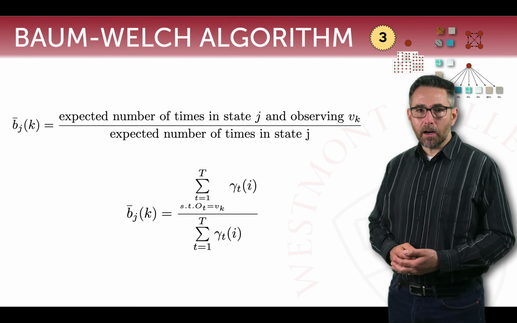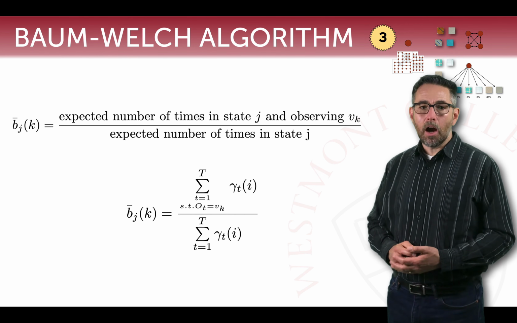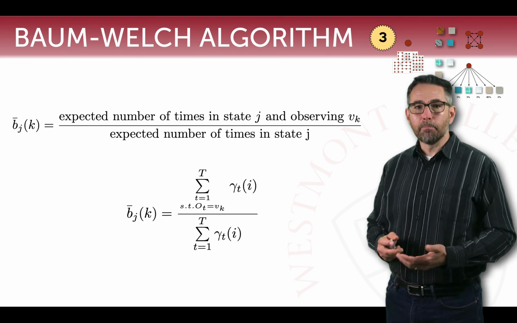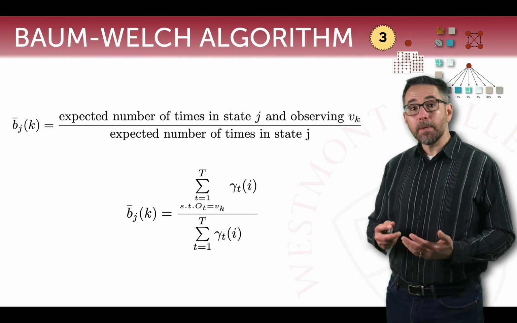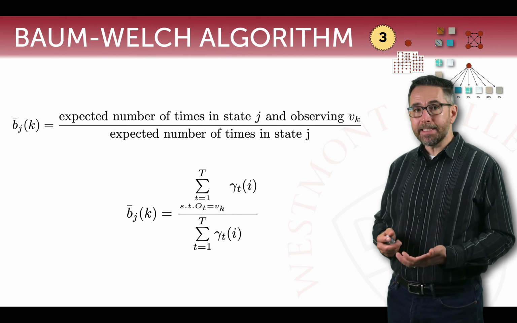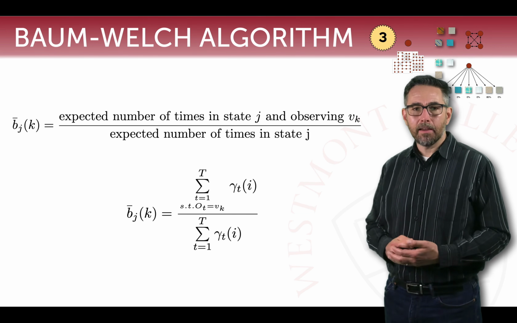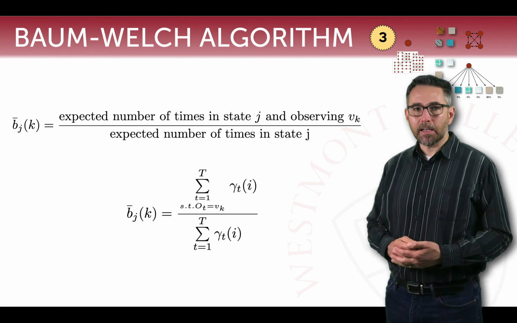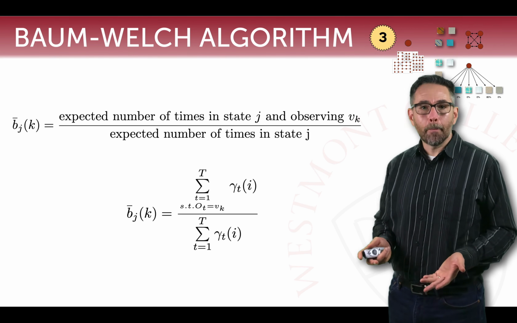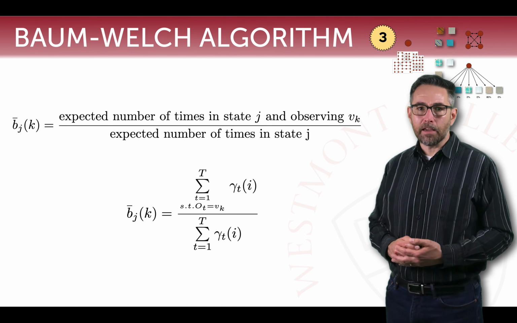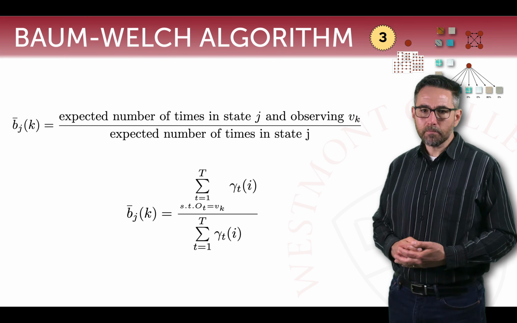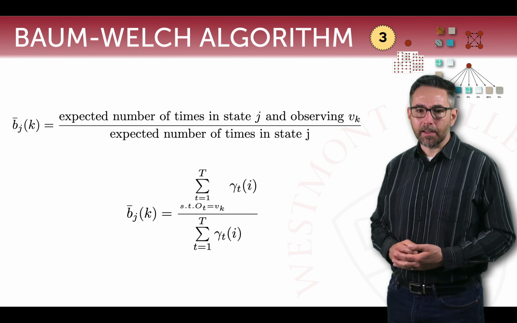Finally, we need to update our observation probabilities. Our new observation probabilities, bar b jk, is going to be the number of times we are in state j and observing the particular symbol we care about, vk, divided by the expected number of times we're in state j at all. Just the probability of seeing vk given we're in state j. We have the ability to calculate this.